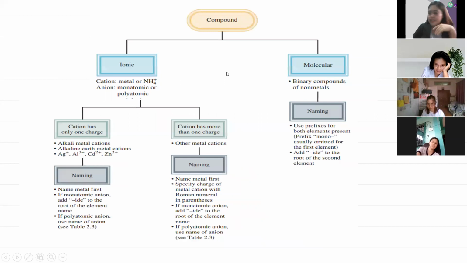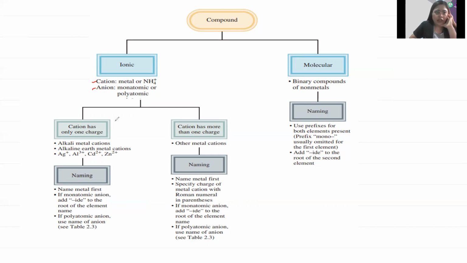So again, to summarize our naming for our inorganic compounds, we have here a table, a diagram on the screen. First, the first thing that you need to do is to identify whether they are ionic or molecular. Syempre kung ionic, you have the presence of the cations, the metals, or we only have one polyatomic ion na positively charged, the ammonium. And then the anion can be our nonmetals and other polyatomic ions.